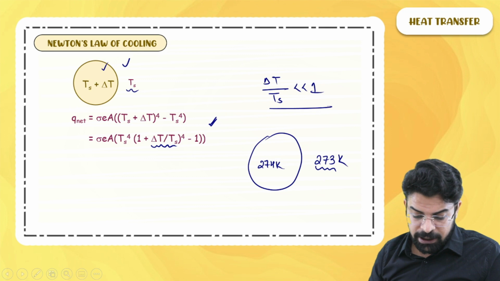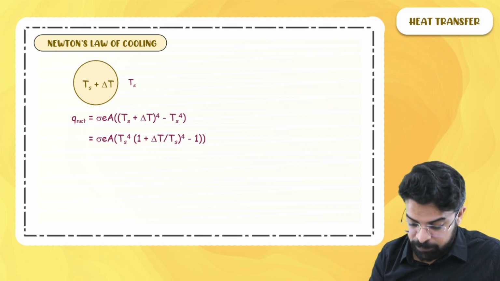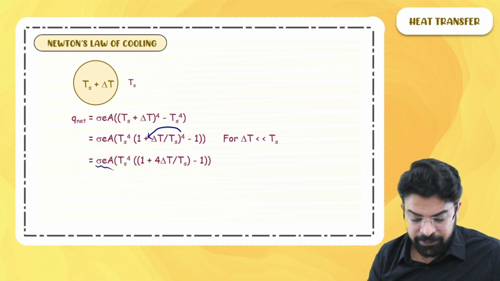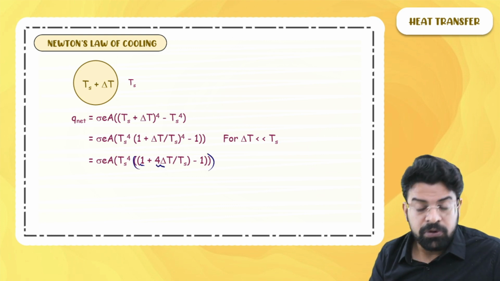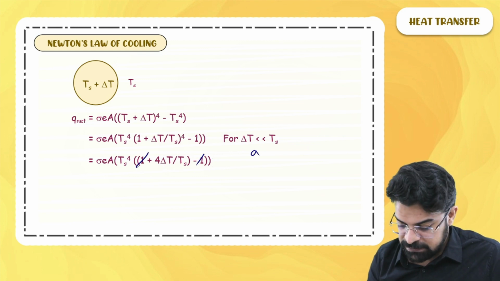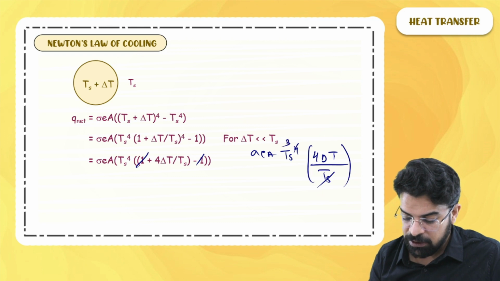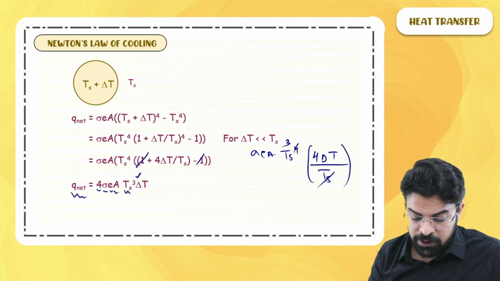So now here, if delta T by Ts is less than 1, we can do the binomial approximation and bring this 4 here. So this becomes sigma E A times the temperature of the surrounding raised to the power of 4, whole times (1 plus 4 delta T by Ts minus 1). These two 1s get cancelled. So what you get is sigma E A times the temperature of the surrounding raised to the power of 4 into 4 delta T by the temperature of the surrounding. You cancel it here, you get a cube. So the net rate of heat flow equals 4 sigma E A times the temperature of the surrounding, whole cubed, into delta T.